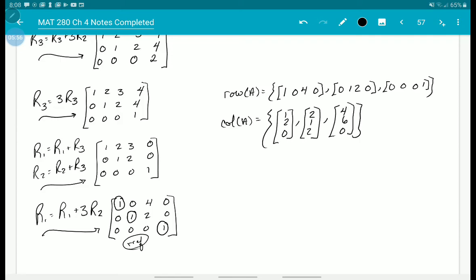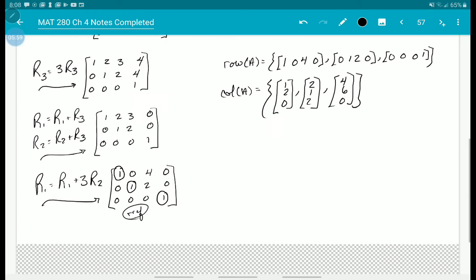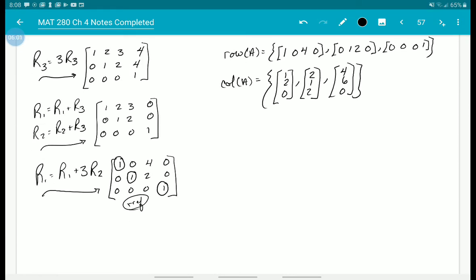And then we've got null space. So let's talk about this null space. Remember, for null space we augment with the 0 vector. So we're going to get x1 is equal to negative 4x3, x2 is equal to negative 2x3. Notice I've written these in terms of x3, so x3 has to be free. And then x4 has to be equal to 0.